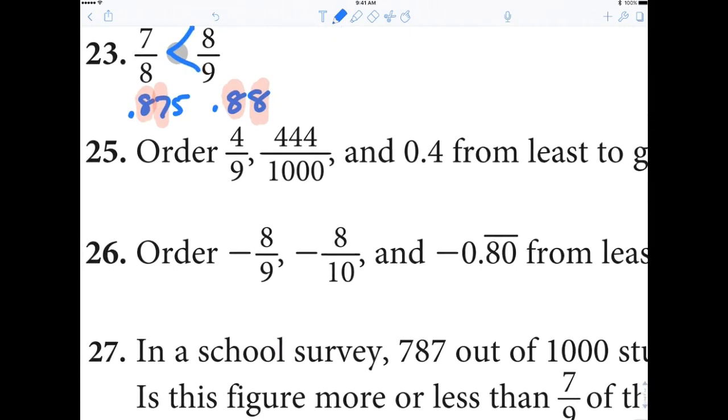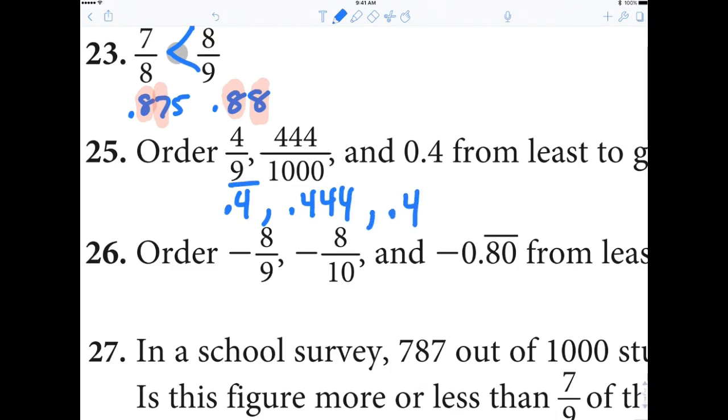4/9 is what? 4 repeating. Good. 444 over 1,000 is the same as what decimal? Everybody should know that. 0.444. It's like 4/10ths, 44 hundredths, 444 thousandths. So that would be 0.444. And then we're comparing 0.4 repeating.